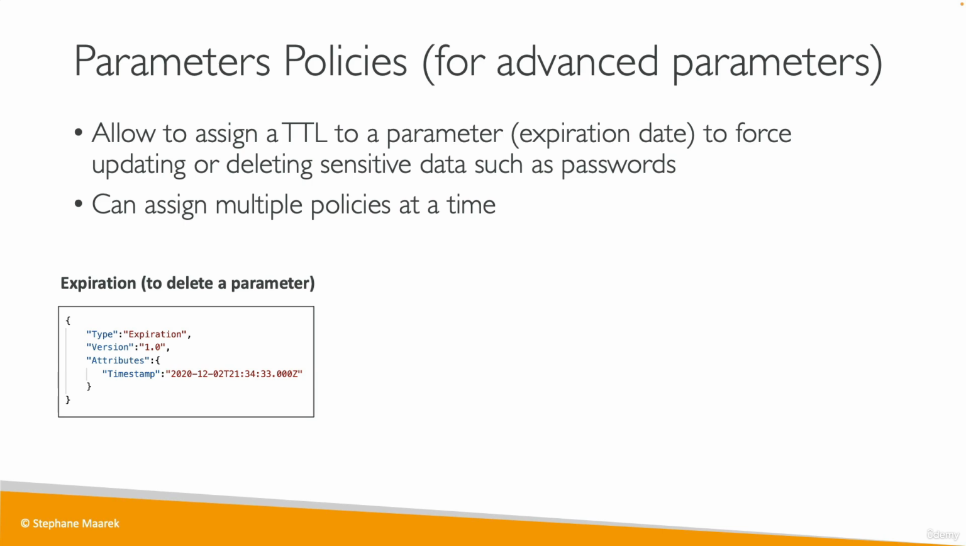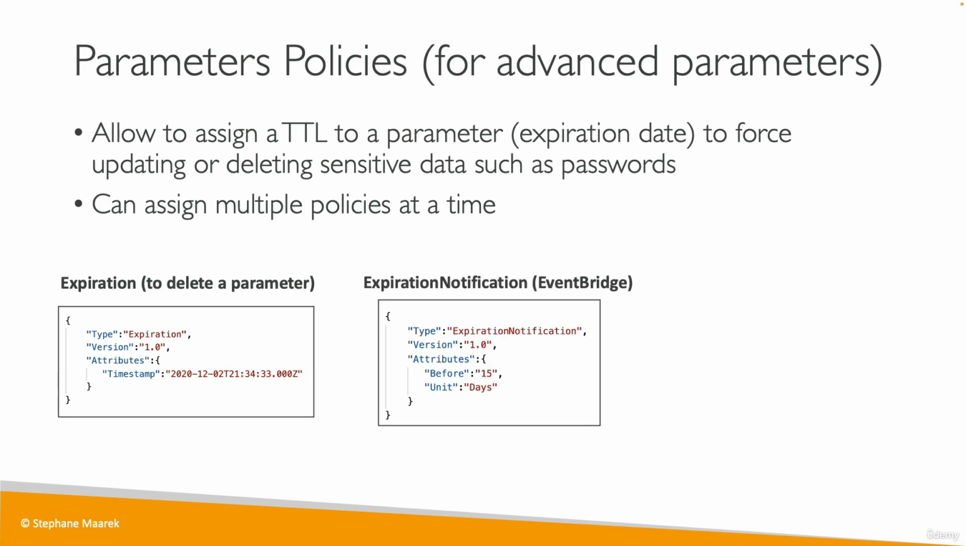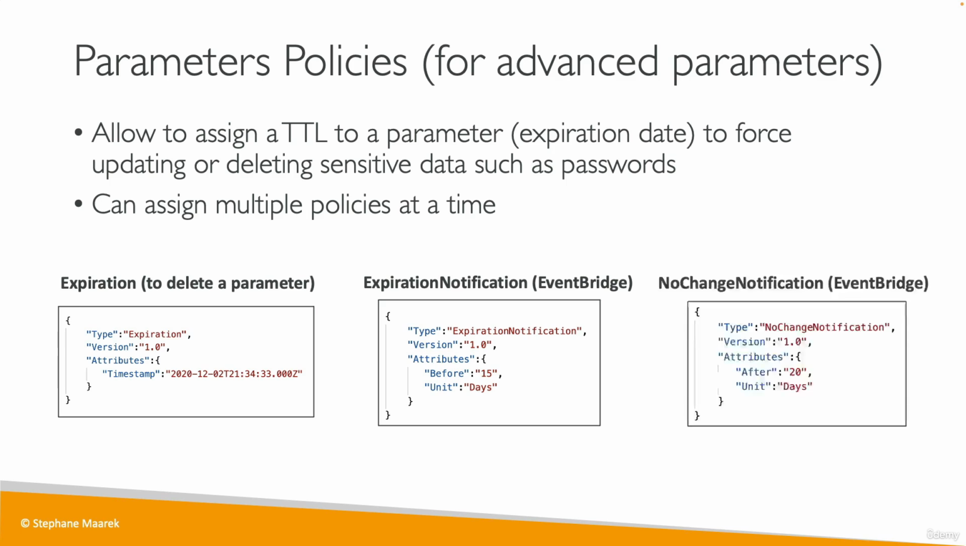And then through the EventBridge integration, EventBridge is going to get notifications of it. So in this example, 15 days before the parameter expires, we'll receive a notification in EventBridge, which gives us enough time to actually update it and make sure the parameter is not getting deleted because of the TTL. Or maybe sometimes you want to make sure the parameters change once in a while. So you can have a no change notification in EventBridge so that if a parameter has not been updated for 20 days, then you will be notified as well.